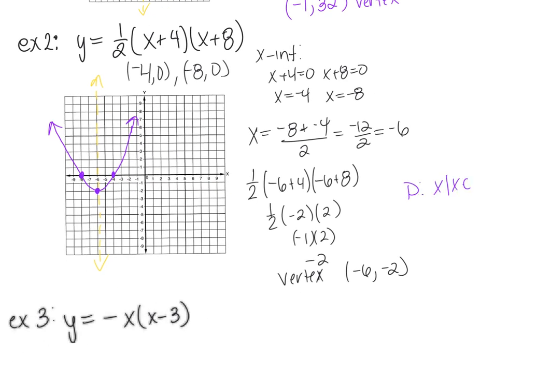Okay, and then we can say what is our domain? x such that x is contained in the set of all real numbers. Range: y such that y is greater than or equal to -2. That's the y value of my vertex. It has a minimum of -2, again the y value of my vertex. And this is a graph that is decreasing for x's less than -6, and it's increasing for x's that are greater than -6.